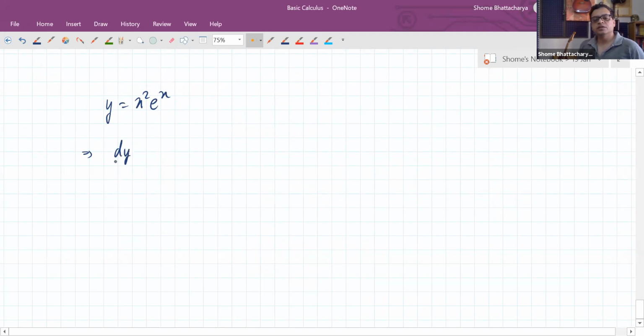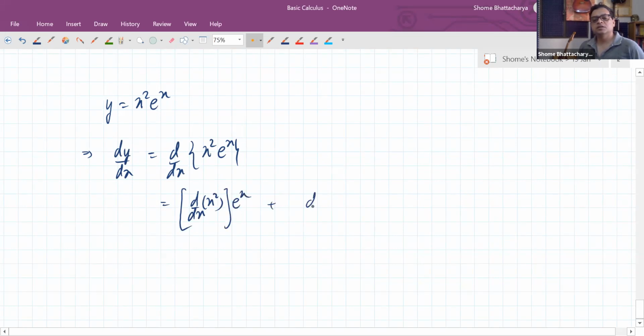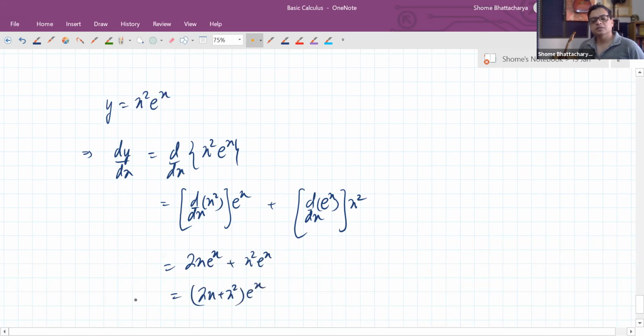First step, we want to find the derivative of the function. So we have to apply the principles of differentiation. Now you can see it's a product of two functions, so we will apply that rule. It is differentiation of the first function, that is x square, multiplied with the second function, plus differentiation of the second function multiplied by the first function. The derivative of x square is 2x, and the derivative of e raised power x is e raised power x. So this becomes 2x plus x square into e raised power x. So that is my derivative.